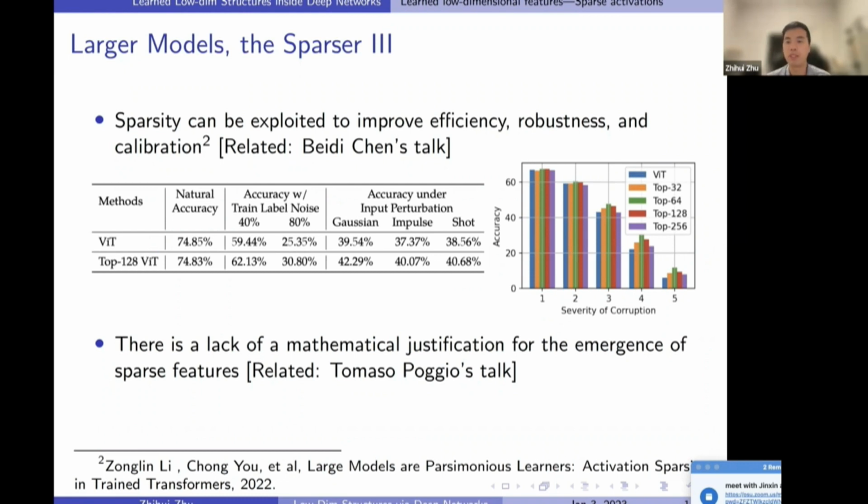Okay, which also plots the different choices of k and the different levels of corruptions. What we can observe basically is that by enforcing exact sparsity, we could actually have better performance. While this phenomenon emerges, there is a lack of mathematical justification for why this happens, or why the features turn out to be sparse. Well, I think Professor Thomas Poggio's talk on compositional sparsity may provide answers to this question.